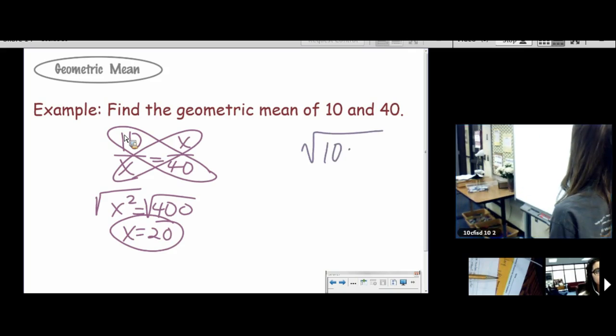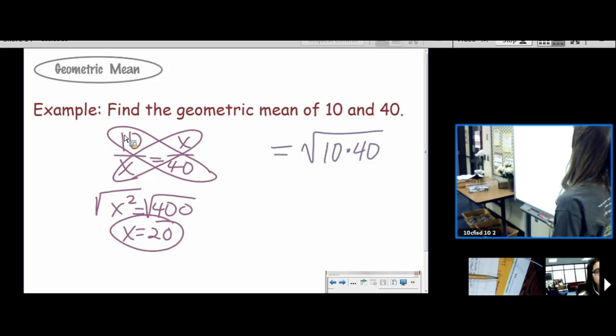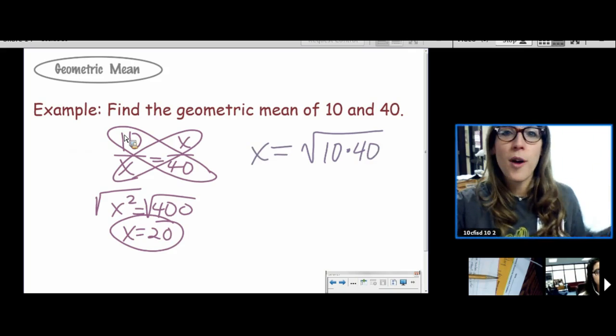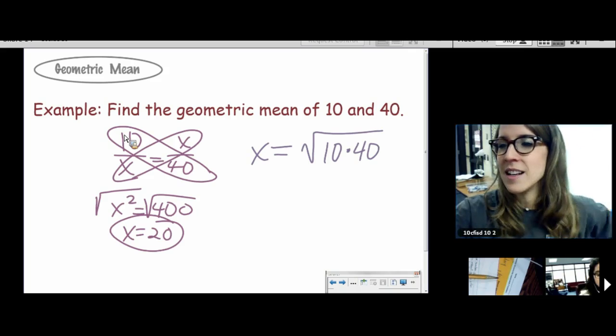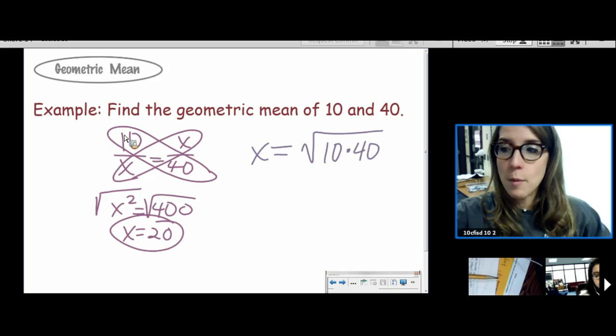Are you allowed to just use what I taught you earlier, though? Totally allowed. You are totally allowed to just say, I know the geometric mean is the square root of the product. Product means multiply, and square root, you know what that means. So anyways, are you allowed to just go straight to that one? Sure. I'm totally okay with that as long as you know what you're doing.